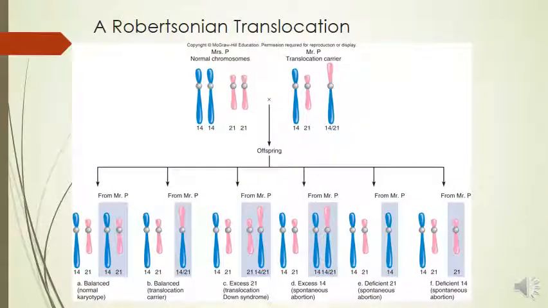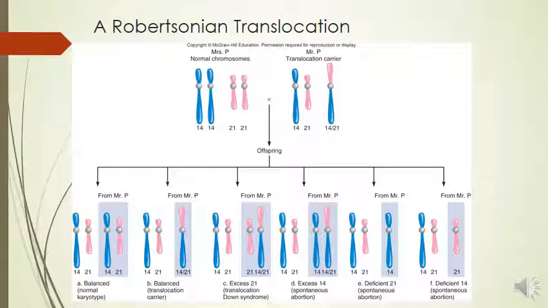I'd like you to take a look at this slide showing a Robertsonian translocation. In this case, Mr. P has only 45 chromosomes because the long arm of one chromosome 14 has joined the long arm of one chromosome 21. He has no symptoms. Mr. P makes 6 types of sperm. A, a sperm with one normal chromosome 14 and one normal 21 yields a normal child when fertilized.